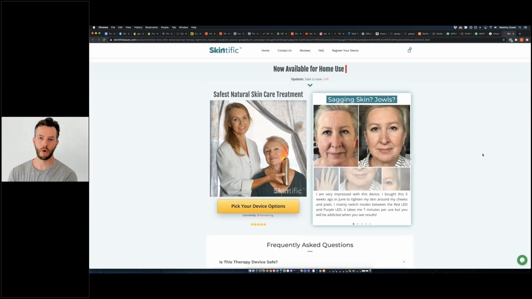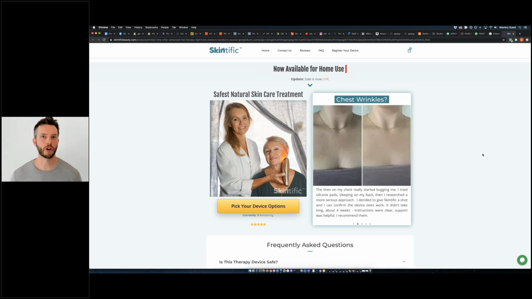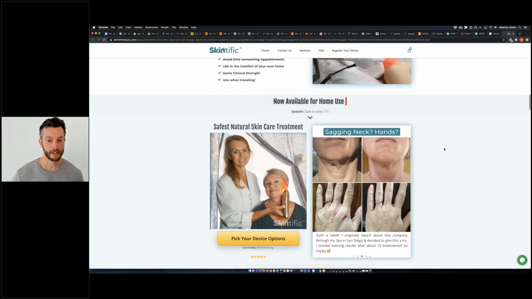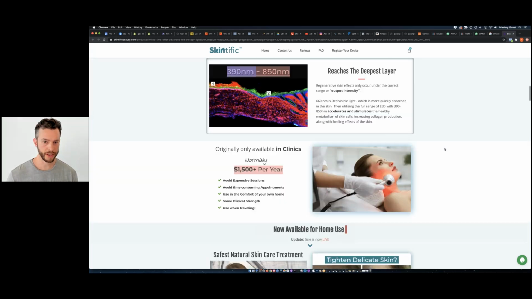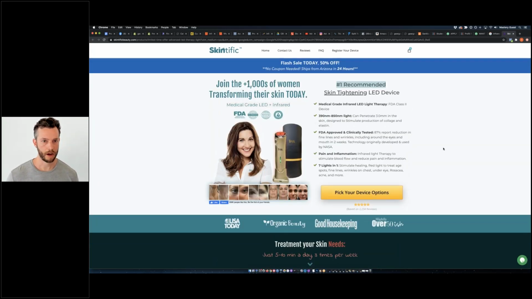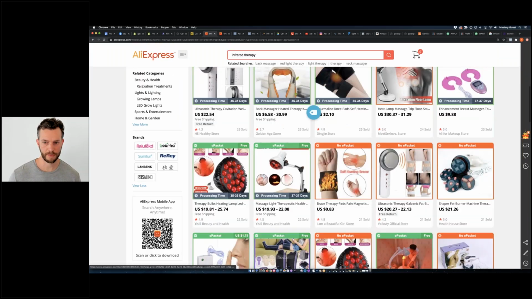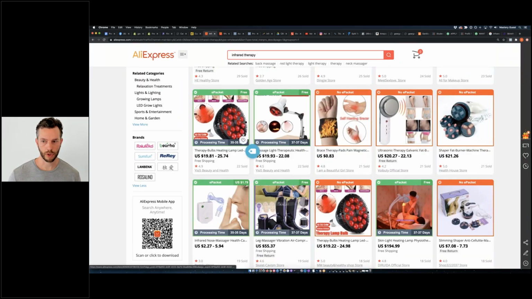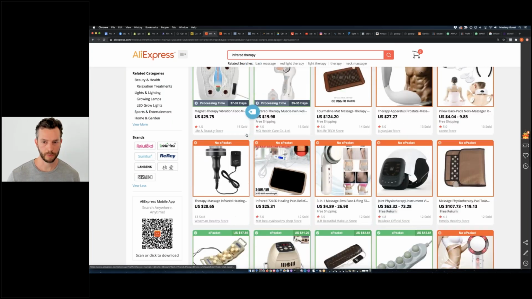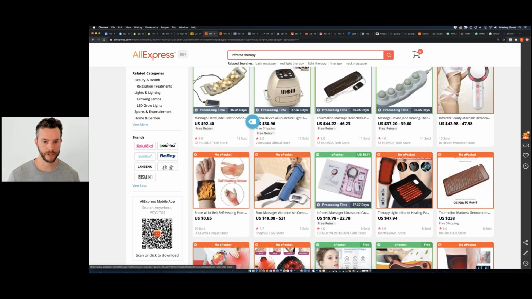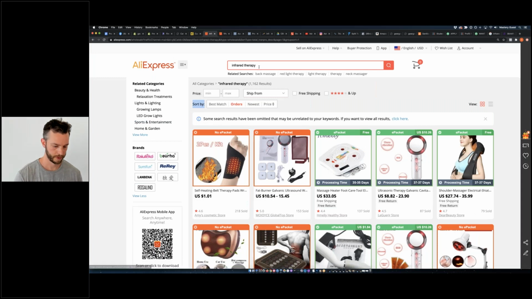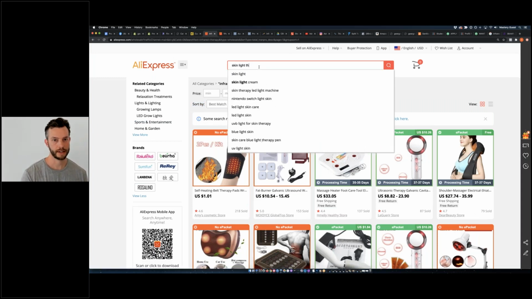And you look at their testimonials, right? And you can see over here exactly what demographic is being advertised this product. Okay, so this is called a skin tightening LED device. All right, so we can come back over here and you can probably find something similar to that if I look through this more diligently, but we could just say skin light therapy.